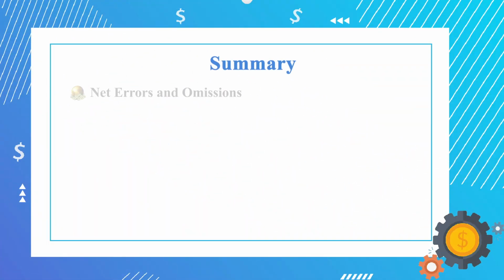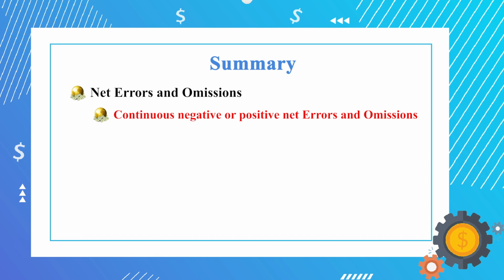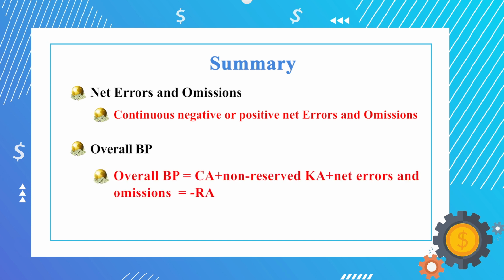In this video, we analyzed the special account of net errors and omissions. Continuous negative or positive net errors and omissions means there exist man-made mistakes rather than statistical mistakes. Overall BP is defined as the sum of current account plus capital account plus non-reserve financial account plus net errors and omissions, which equals the negative of the reserve account. Overall BP reflects the influence of a country's BP on its official reserve.